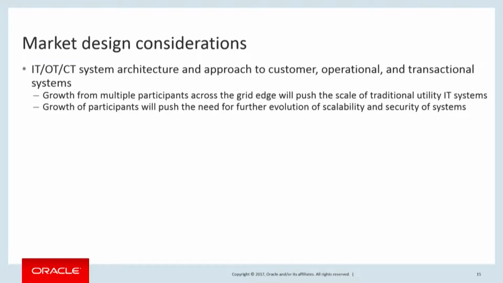Okay, so market design considerations, and this is just to summarize my talk here, is that IT and OT and CT system architecture is needed for a market consideration. And it needs to be able to support growth from multiple participants across the grid and scale to every customer ultimately at some point. And each customer may have multiple devices that could participate, that could be aggregated up. And so the systems have to be able to support scalable performance as well as planned growth.